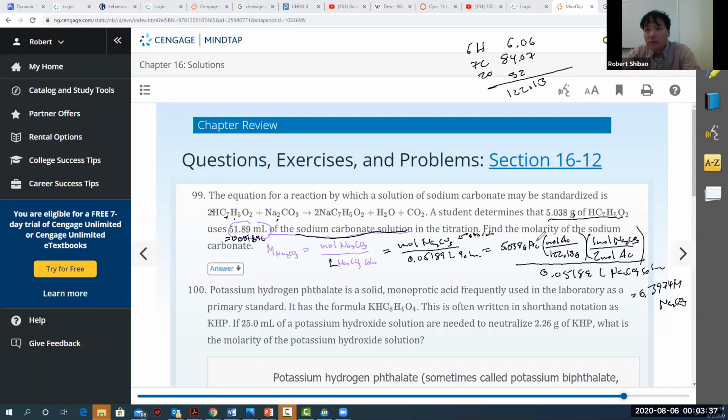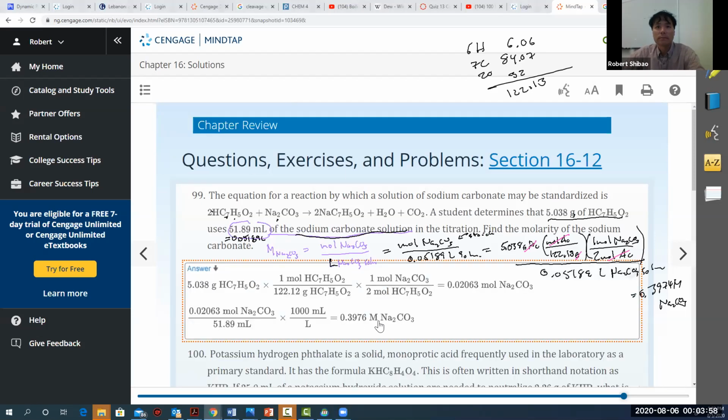Now, all the units should cancel out to give us moles per liter. So grams of acid cancel, moles of acid cancel, that leaves us moles of sodium carbonate over liters of sodium carbonate solution. So that should be it. Let's check the book. 0.3976 versus 0.3974. My molar mass is probably off. I had 122.13. They had 122.12.